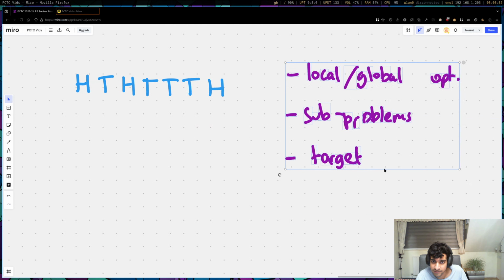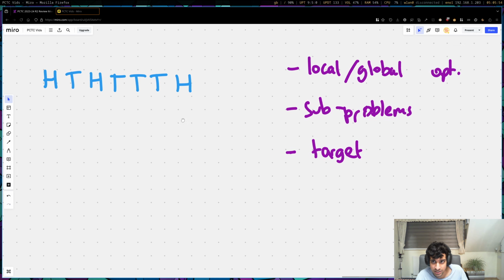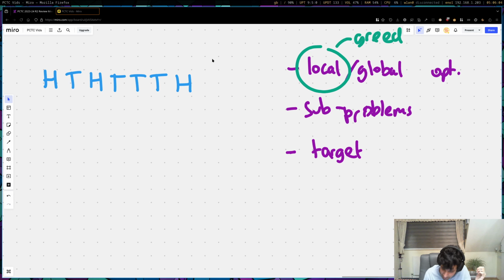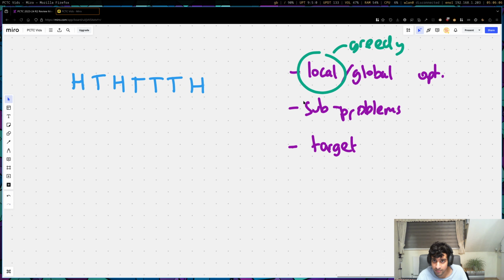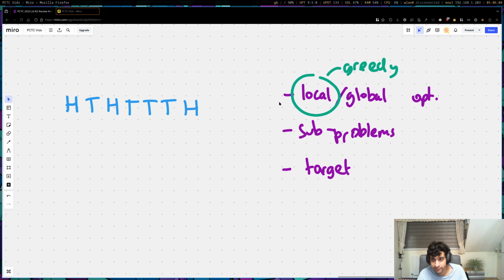So in terms of the first one, local versus global optimization. Essentially a greedy approach, the whole idea of a greedy approach is that it is purely a local optimization. Because at every stage in the process, you're optimizing for what you currently see. So you're optimizing for the local thing that you see. You're not optimizing for the entire problem.